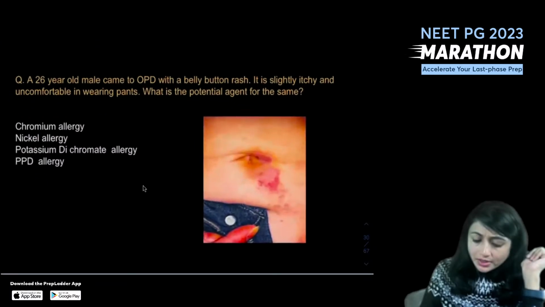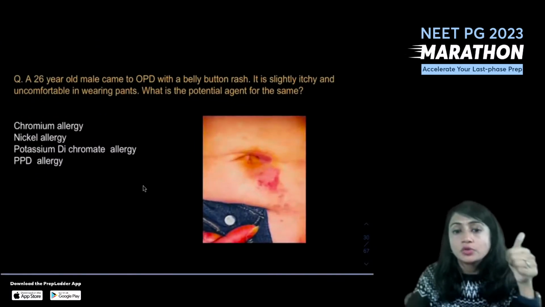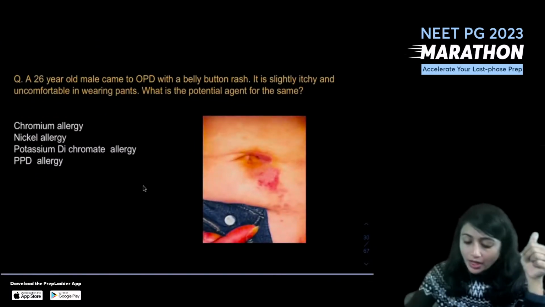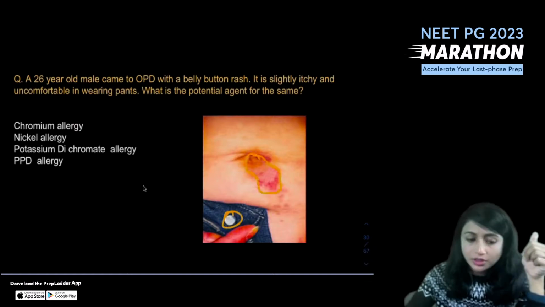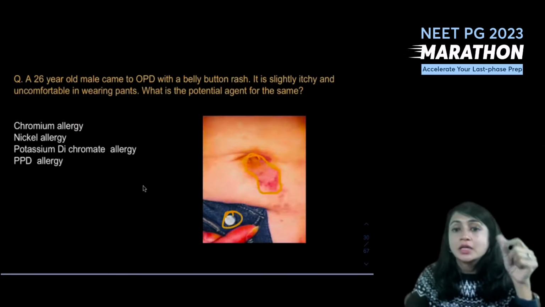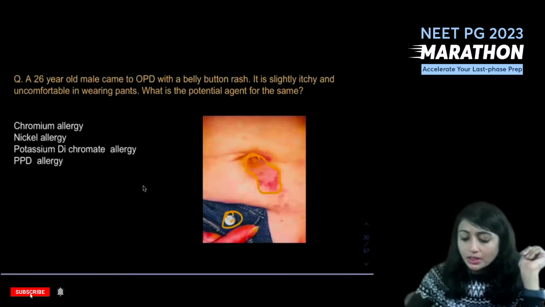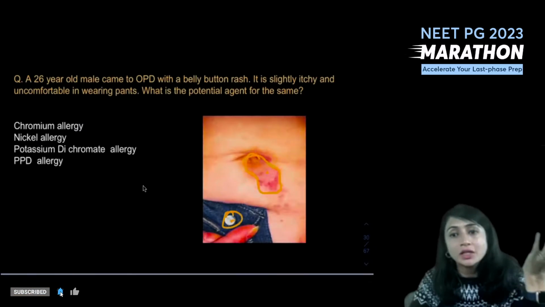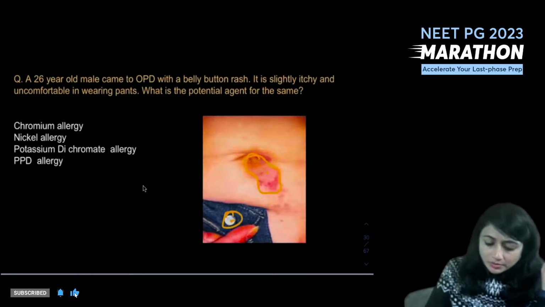Okay, a 26-year-old male came to the OPD with a belly button rash. You can see a belly button and you see a rash along the belly button. It's slightly itchy and uncomfortable. What is the potential agent for the same? So there is a belly button, there is a rash. I know I'm dealing with contact allergic dermatitis.